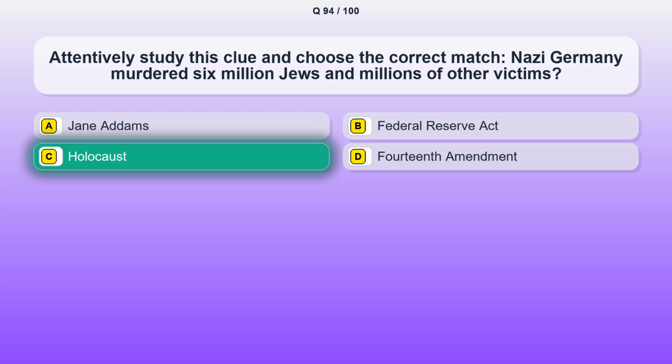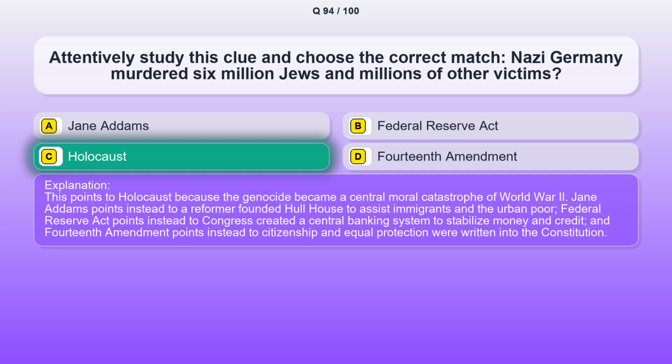The correct answer is option C, Holocaust. This points to Holocaust because the genocide became a central moral catastrophe of World War II. Jane Addams points instead to a reformer-founded Hull House to assist immigrants and the urban poor. Federal Reserve Act points instead to Congress created a central banking system to stabilize money and credit, and 14th Amendment points instead to citizenship and equal protection were written into the Constitution.